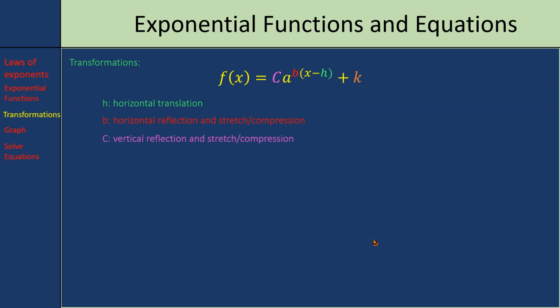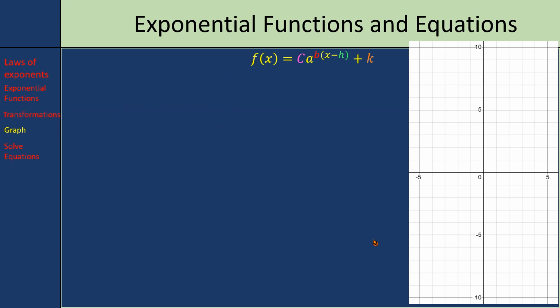Then you go to the C. C is a vertical reflection and a stretch or compression. So you got to do both. For vertical, you got to know if it's stretch or compression, you got to know that. Okay, and if it's negative, you reflect it down across the x-axis. Okay, and the K is the vertical translation, so you move up or down. All right, remember these have to be in order. So let's try some graphs.